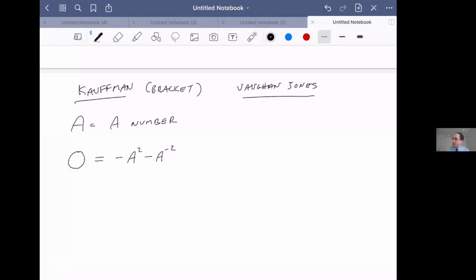And this combination occurs so often, we give it its own name. We call it D, okay? So that's the first rule. It's a very simple rule. The second rule is a little bit more complicated.